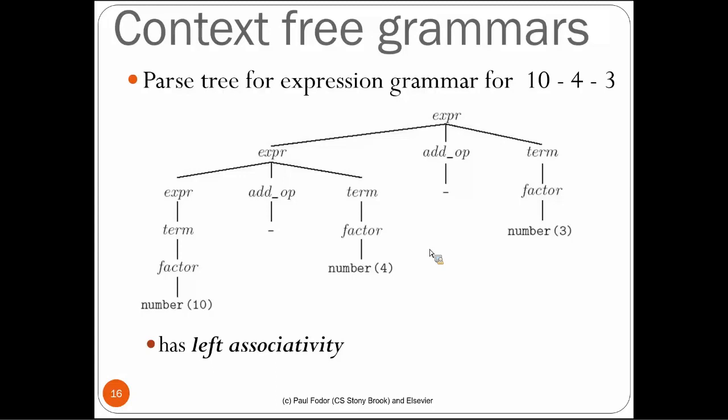And also this is important for division. So our grammar is both left associative for all of the operators and has lower priority for addition and subtraction versus multiplication and division.